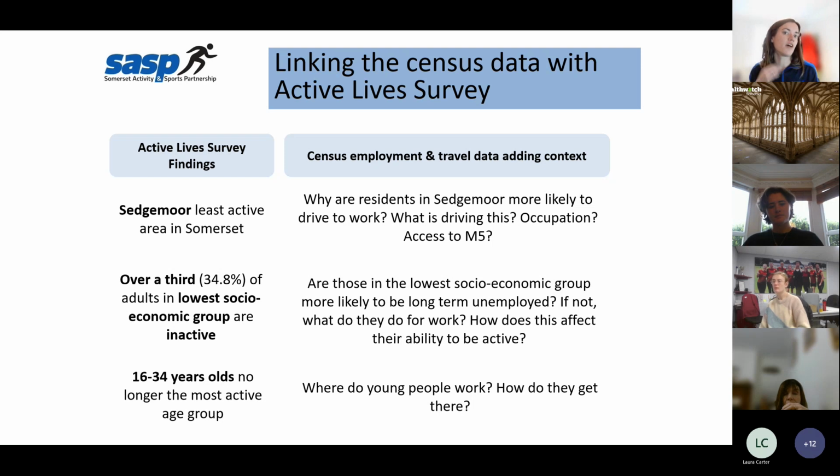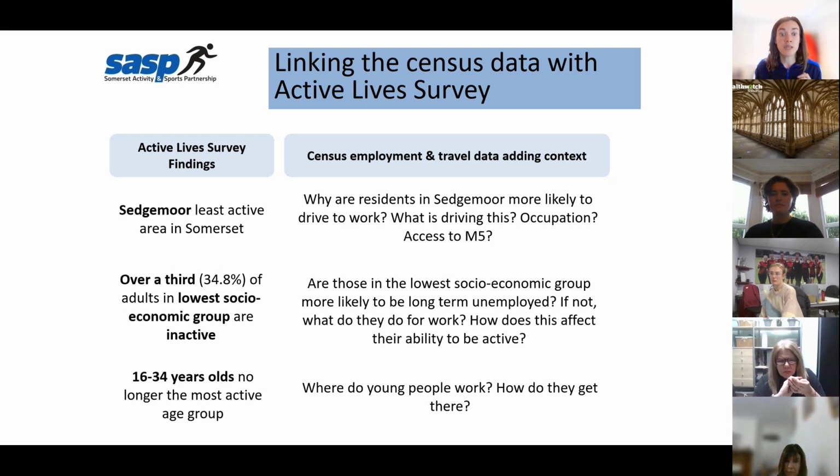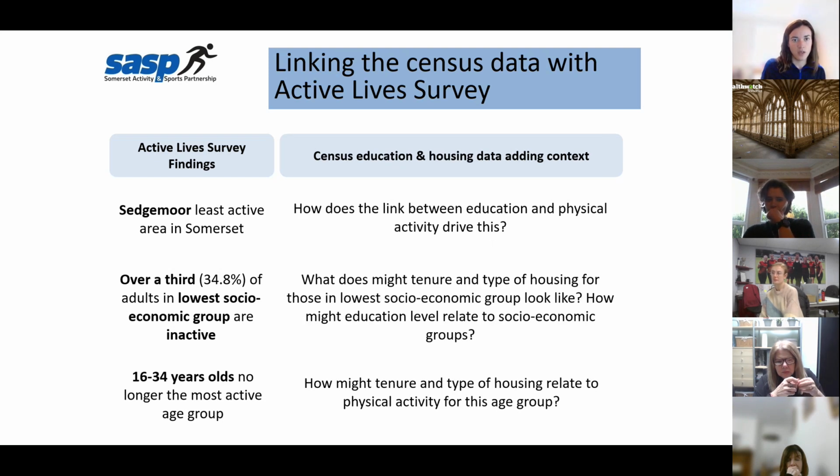And then when we overlaid the employment and travel data, we were thinking about whether residents in Sedgemoor are more likely to drive to work. What's driving that? Is it access to major roads such as the M5? Thinking about those in the lowest socioeconomic group, are they more likely to be long-term unemployed? If not, what do they do for work? How does this affect their ability to be active? Where do young people work? How do they get there?